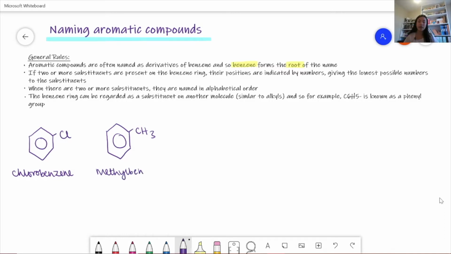Like when we name branched alkanes or branched alkenes, we label the substituents, so this would be methyl. One thing to note is that we don't need a number because there's only one substituent. And this is actually also called toluene. We can also get benzene but with a carboxylic acid group attached, and this is benzenecarboxylic acid.